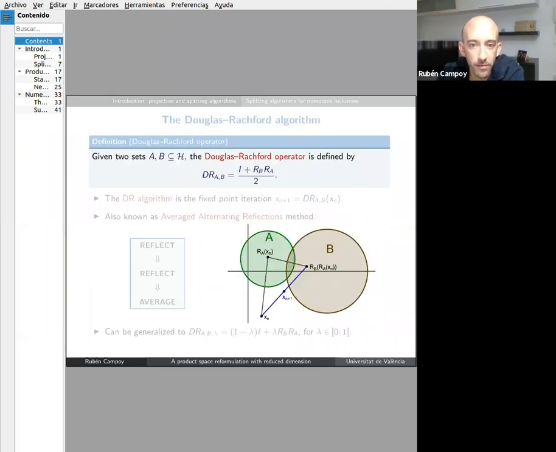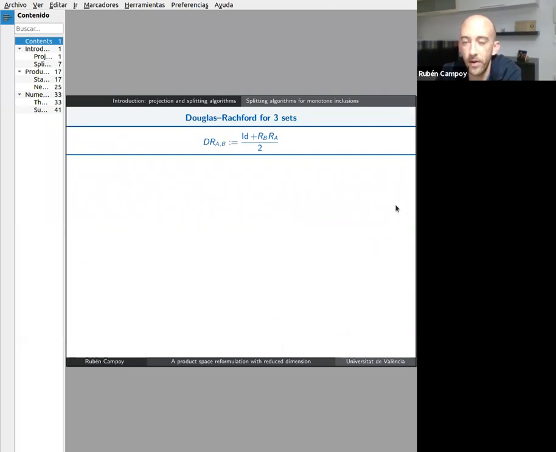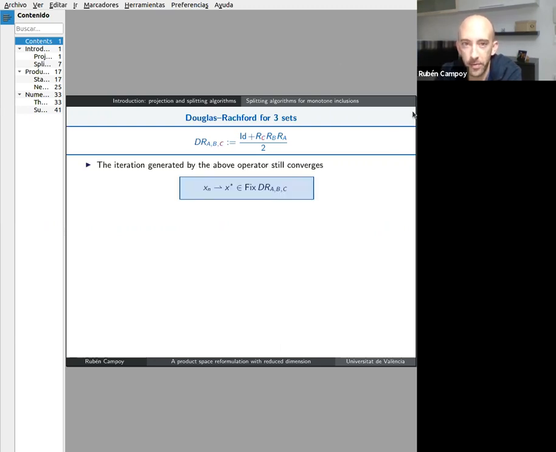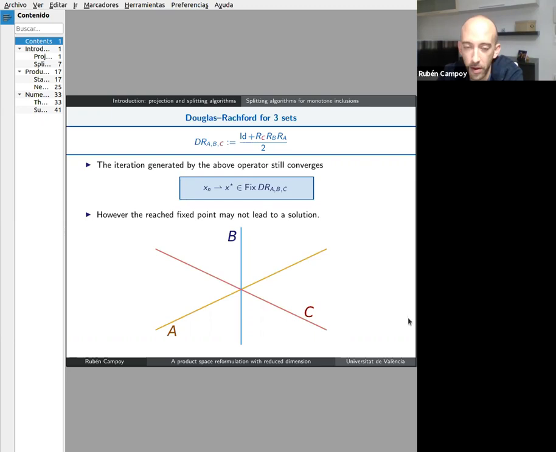But the problem with Douglas-Rachford is that I only defined the operator for two convex sets. So when we have, say, three sets, the first initial approach would be to include a third reflector here. And even though the iteration generated by this operator is still weakly convergent to a fixed point, now the fixed point might not be useful for solving the problem. Here we have a counterexample. We have three sets, three subspaces here. If we start, for example, from this initial point, we reflect.